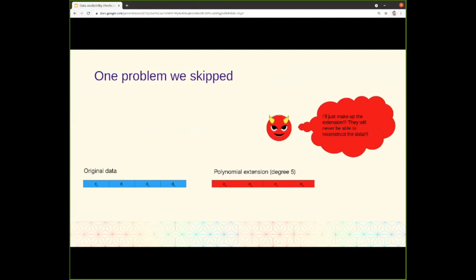Right. Now there's one little difficulty that we skipped earlier. So we have the data and the polynomial extension. But how do we know that the extension is valid? If someone just doesn't do polynomial interpolation, they just make it up randomly, then different points would give different polynomials, so you can't reconstruct the data. So you could still hide data or make different people see different data and so on. That would still be pretty bad.